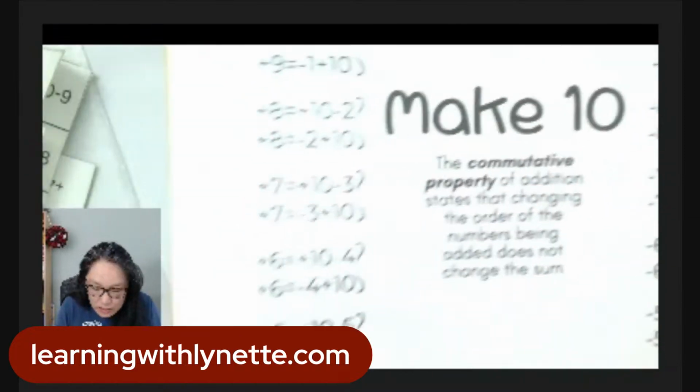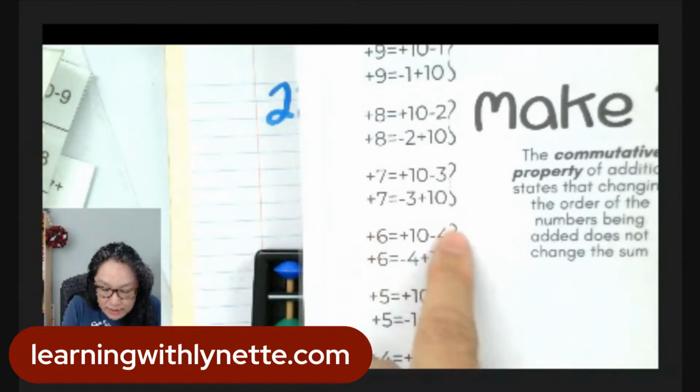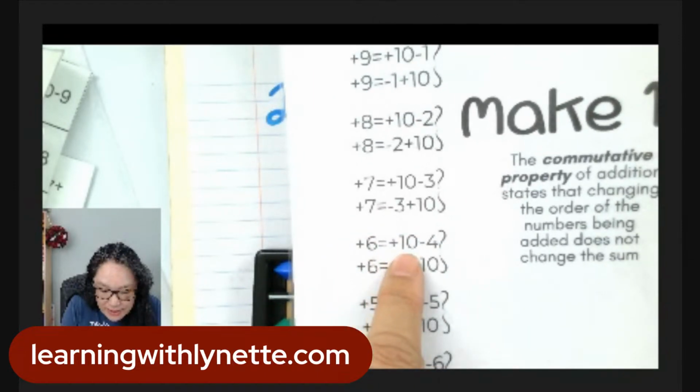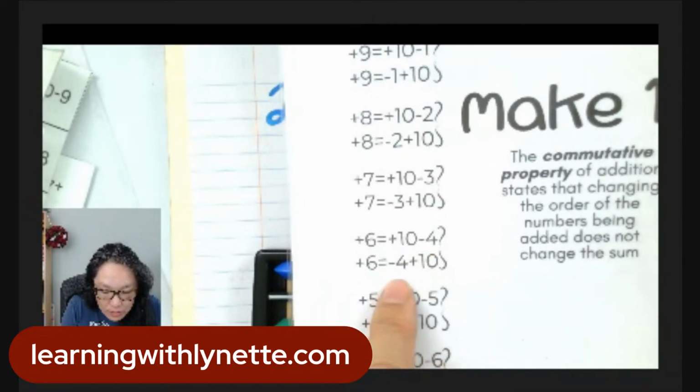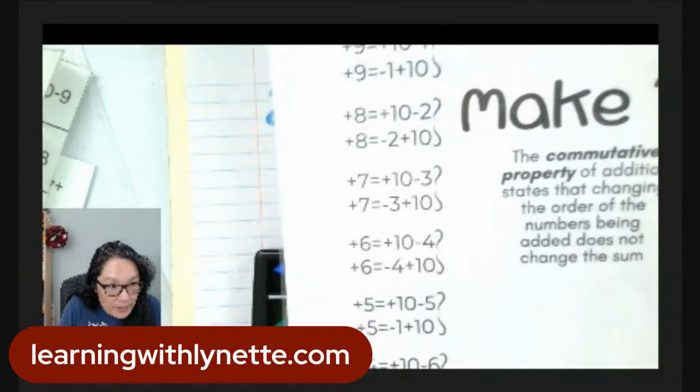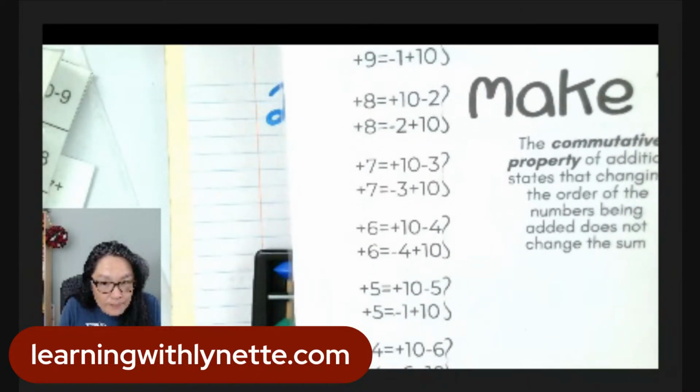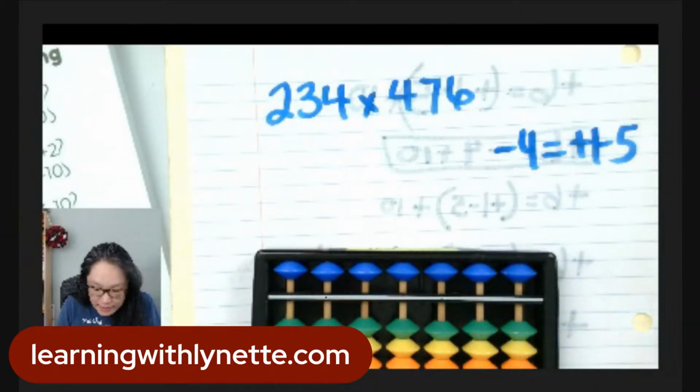So when we look, we have, let's say, the 6, and this is where we were at. Plus the 10 minus the 4, or minus the 4 plus the 10. It doesn't matter. It's not just one way.